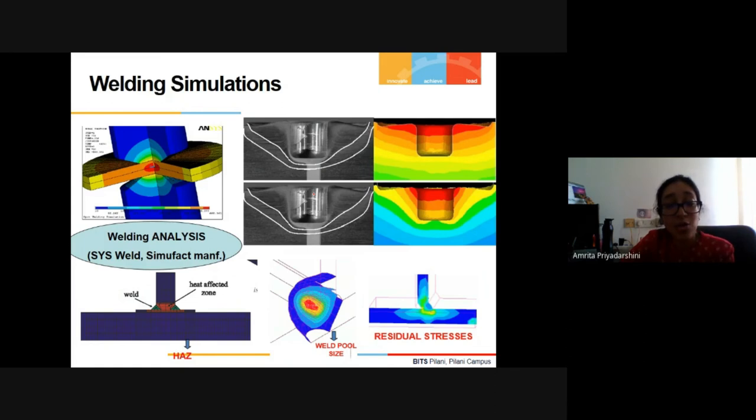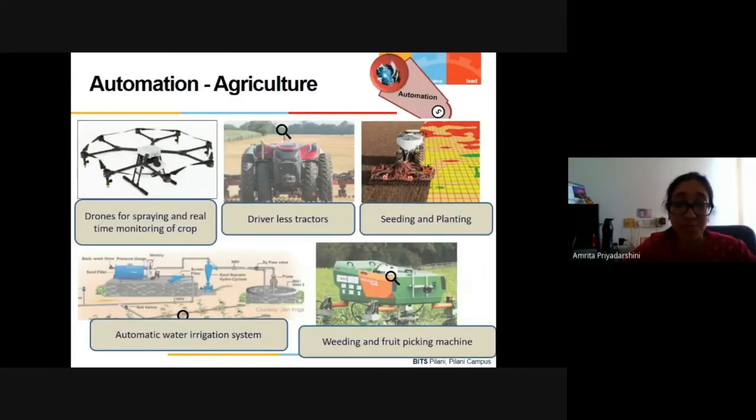For welding also, we can go for Abaqus. Apart from that, we have some specific welding softwares also, like Simufact. Otherwise, Abaqus is also one of the commonly used softwares for welding simulations.